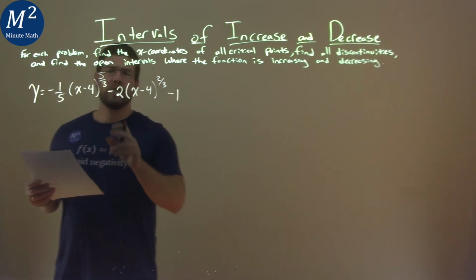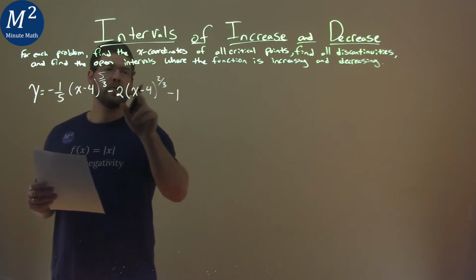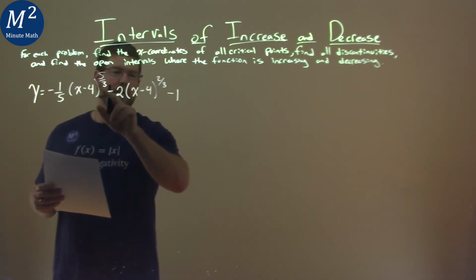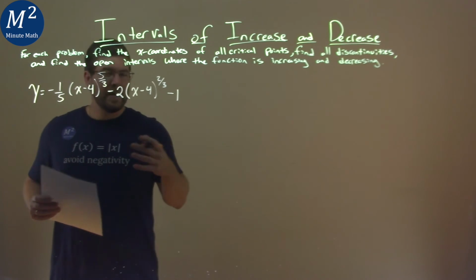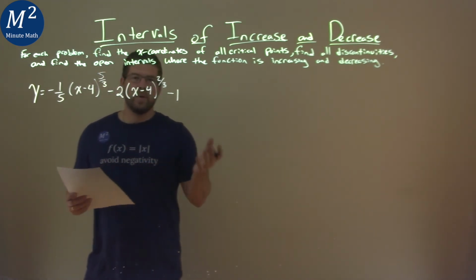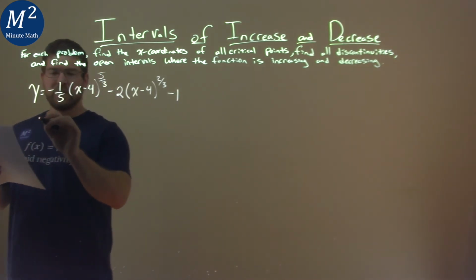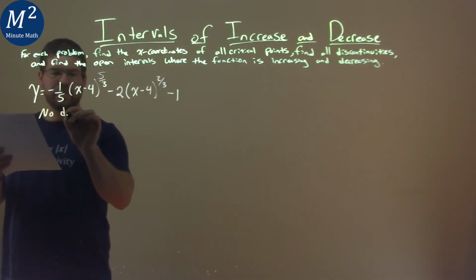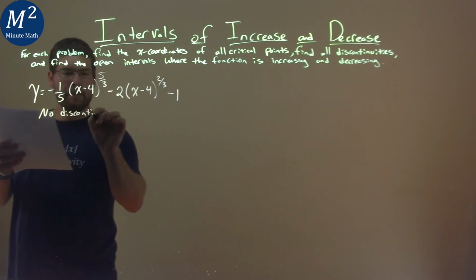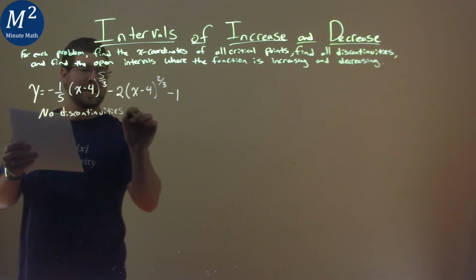Now luckily for us, the only issue we could have is the third root that's going on, the 3 in the denominator of the fractional exponent. But with a third root, we're basically fine. It doesn't limit where we can plug in numbers here, so our function is actually continuous everywhere. So we can state that no discontinuities exist.